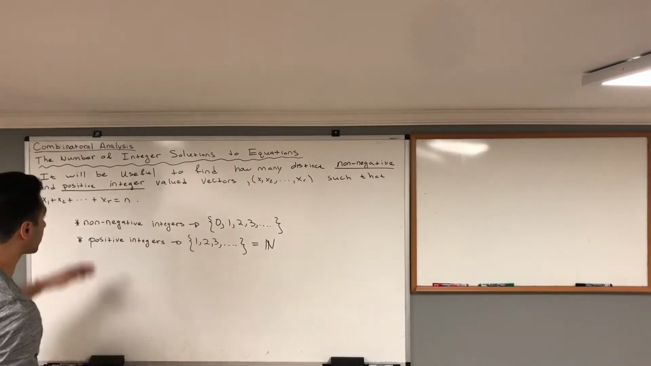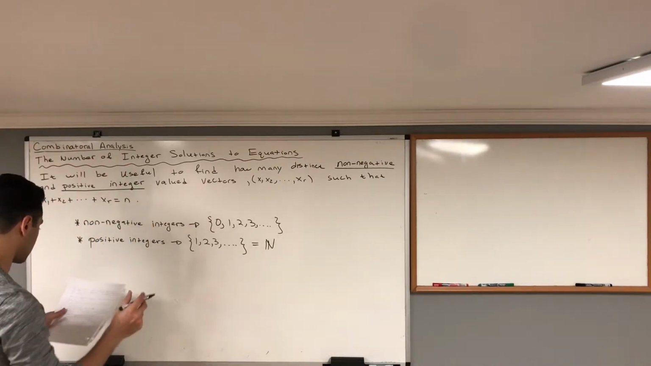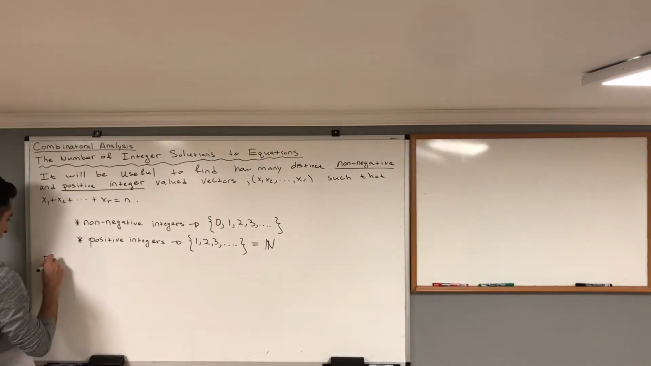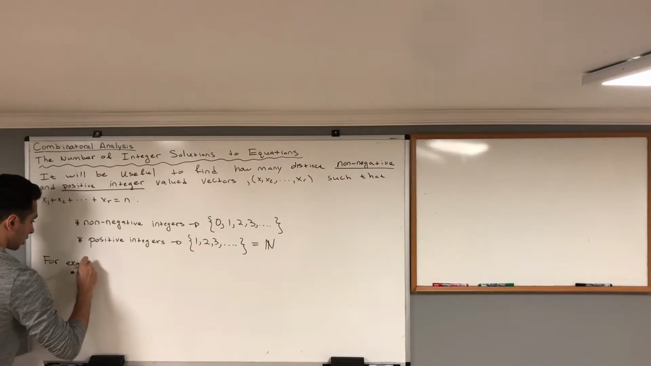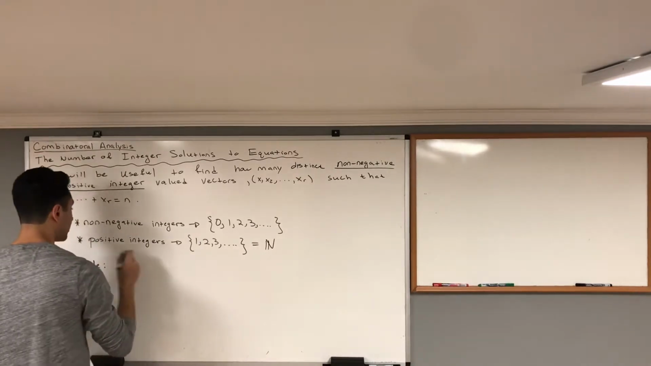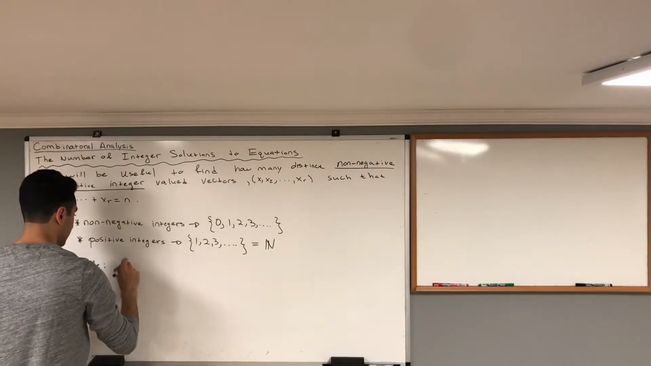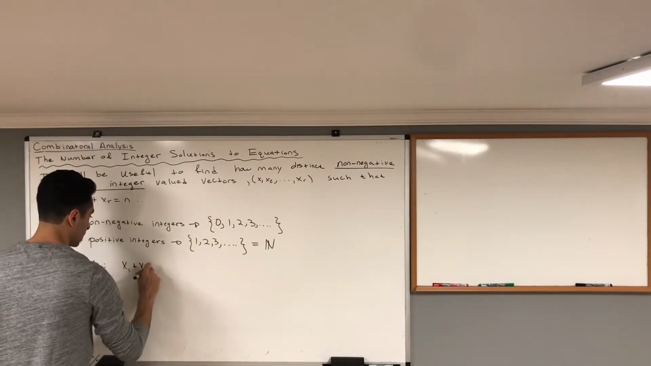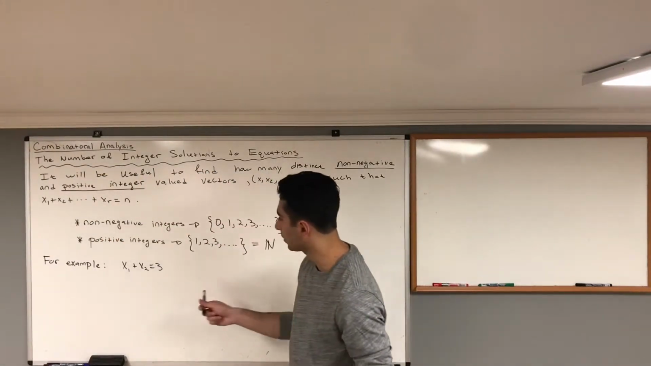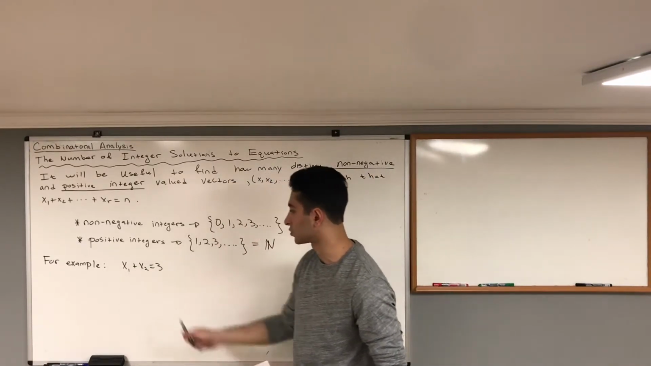Okay, so don't worry if you're still confused about all the notation and the ambiguity. I think after this example, it'll become clear. So, for example, we want to know how many non-negative, so let's talk about non-negative first. How many non-negative valued vectors come up for this equation? x1 plus x2 equals 3. So I want to know how many lists of these numbers I can make so that the sum equals 3.